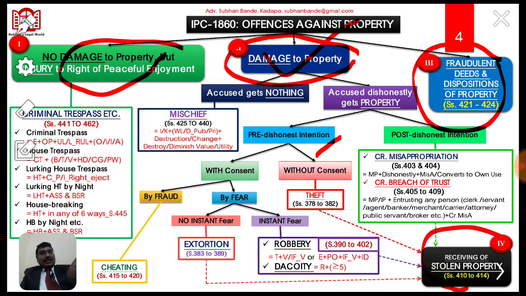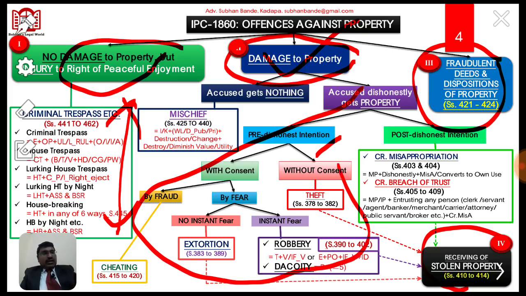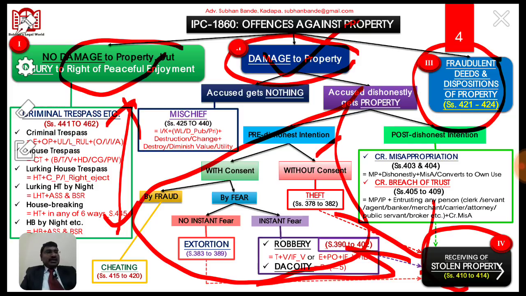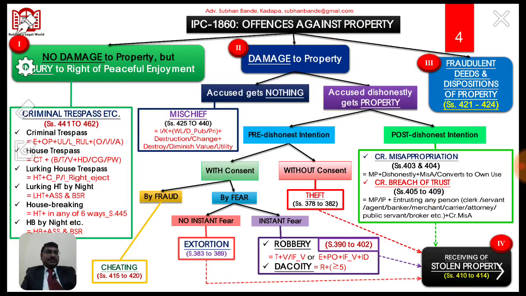Here there are certain offences under category 1 of offences against property. There are a wide variety of offences under category 2 of offences against property. There are some offences related to category 3 of offences against property. Next, the 4th category, fraudulent deeds and dispositions of property, has distinctive offences under chapter 17.